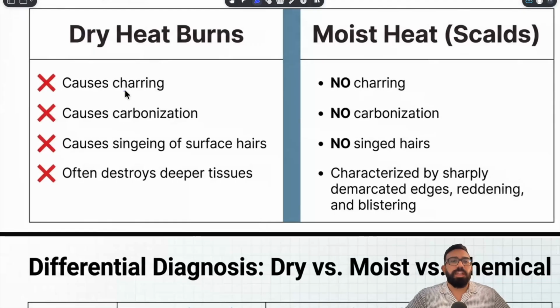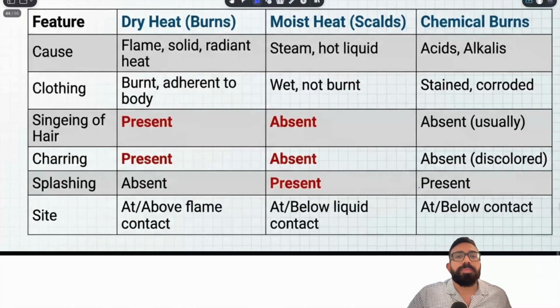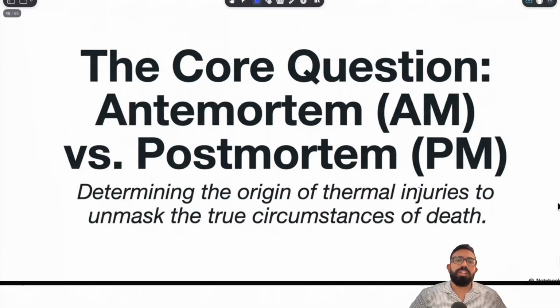Now look at this slide. Again, it is repeating what I've already told. Dry heat, there is charring. Moist heat, no charring, no carbonization, no singeing of hairs, and there is a characteristic sharp demarcated edge when it comes to scalds. You can take a screenshot of this table if you want to. Now we'll come to the core question. How to determine if a burn is antemortem or if that burn is postmortem.